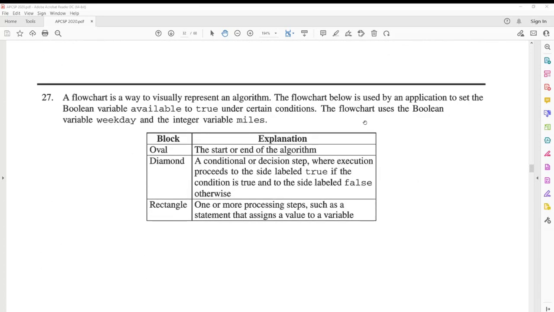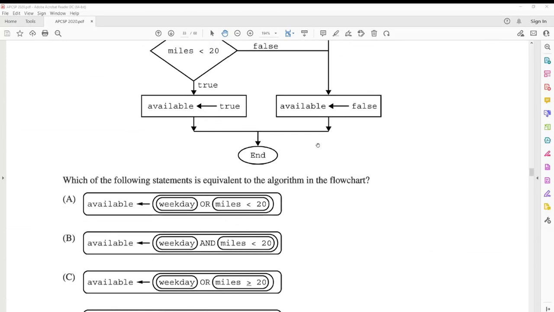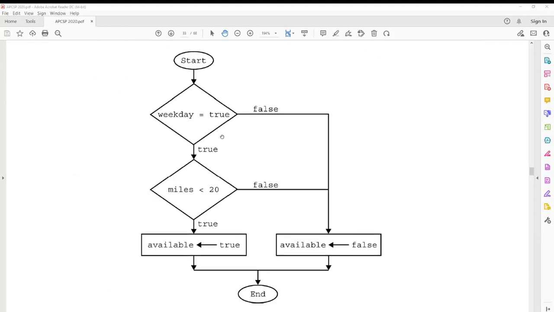So 27, this one is a flowchart problem. It's a translation of a flowchart to a program. So weekday is true, weekday is false, availability is false. Let's look at it. Actually weekday is true. So availability will be false if weekday is true. So weekday is true, it will be false.